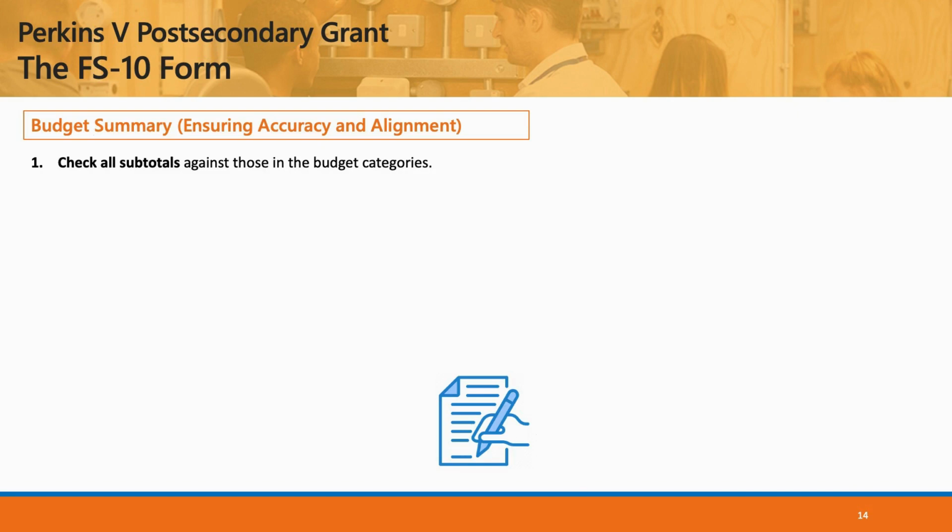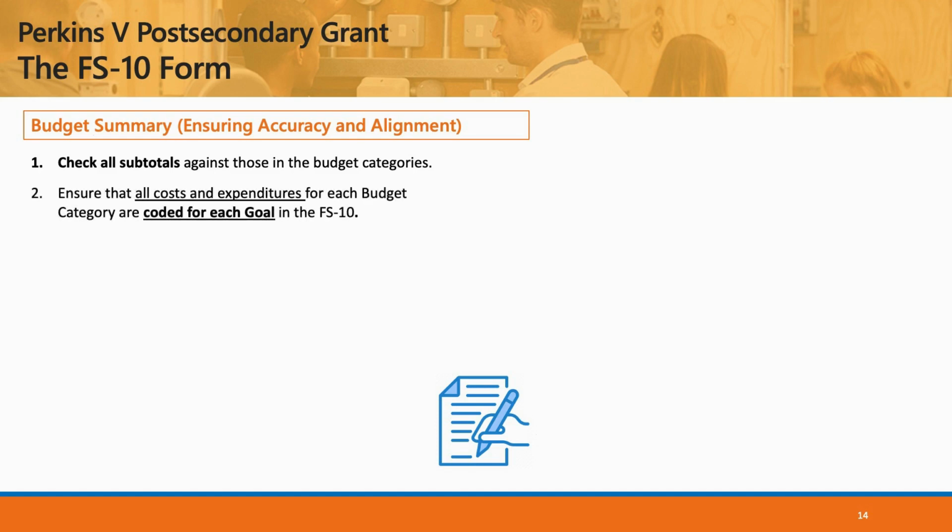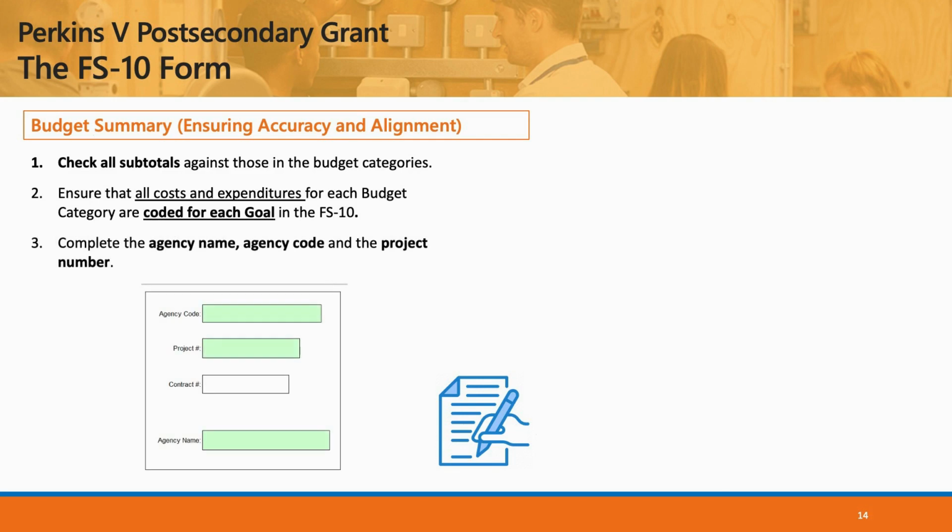The final tab in the spreadsheet is the budget summary. This is where you will ensure accuracy and alignment. You will need to complete the following tasks. First, check all subtotals against those in the budget categories. Second, ensure that all costs and expenditures for each budget category are coded for each goal in the FS-10. Then complete your agency name, agency code, and the project number. If you do not know your project number, you can check with your liaison.